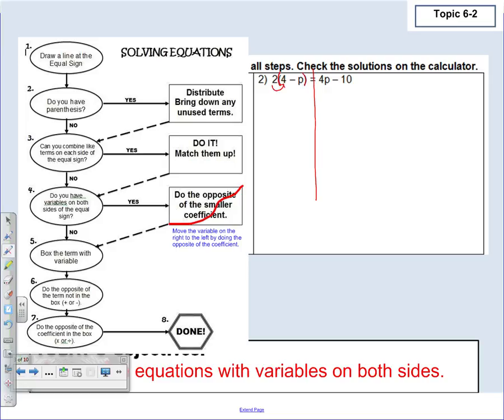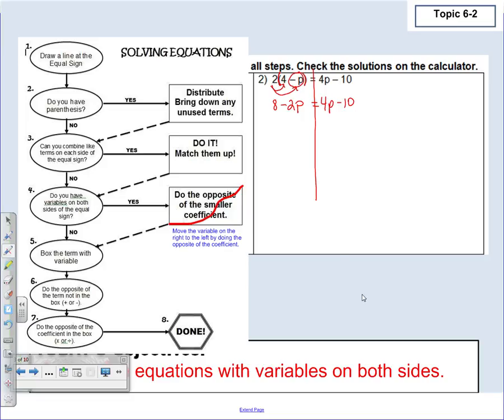So the 4 times the 2 gives us 8. And then 2 times a negative p, take the sign with it, gives us a negative 2p. Equals. We didn't do anything to the right, so it's 4p minus 10. Step 3, can you combine like terms on each side of the equal sign? 8 and negative 2p cannot combine. 4p and negative 10 cannot combine.